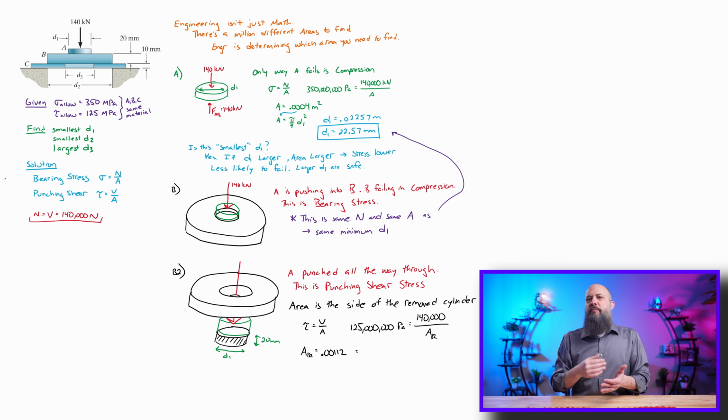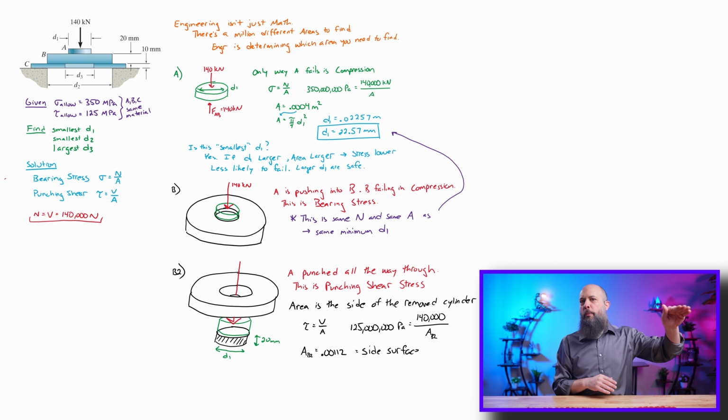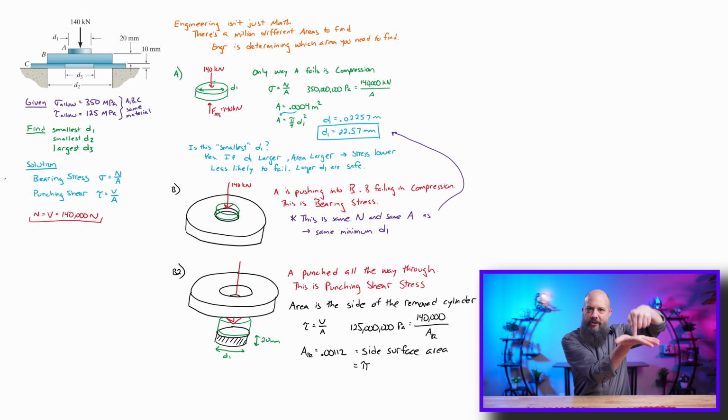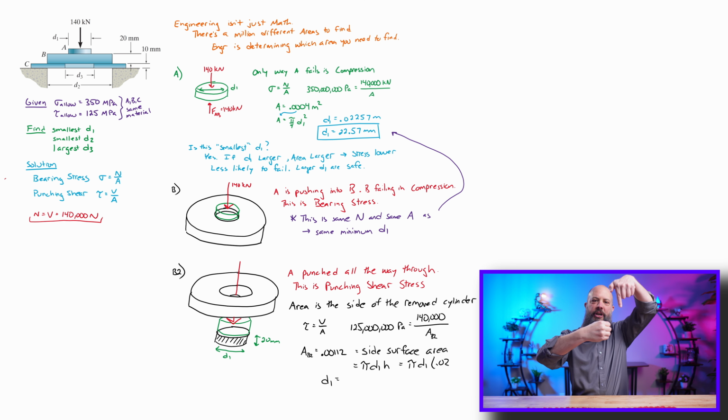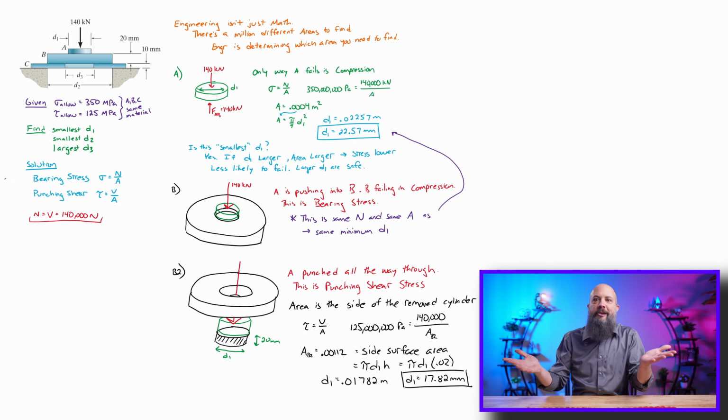And so V over A, the same force that we used for N, is now also V. It was called N, a normal force, when it was perpendicular to the flat surface. Now it's called V, a shear force, because it's now parallel to that side surface, causing shear. And from this, we get a value of 17 millimeters for D1.